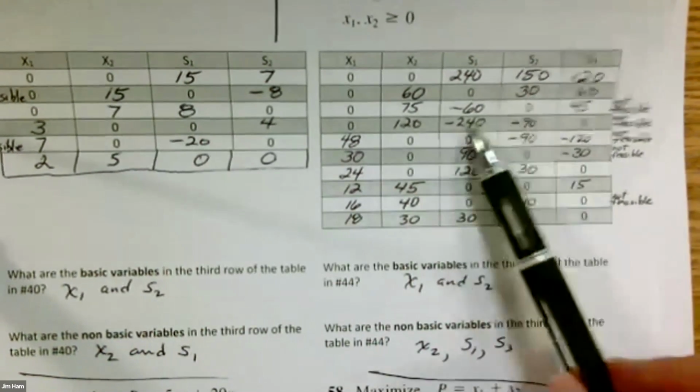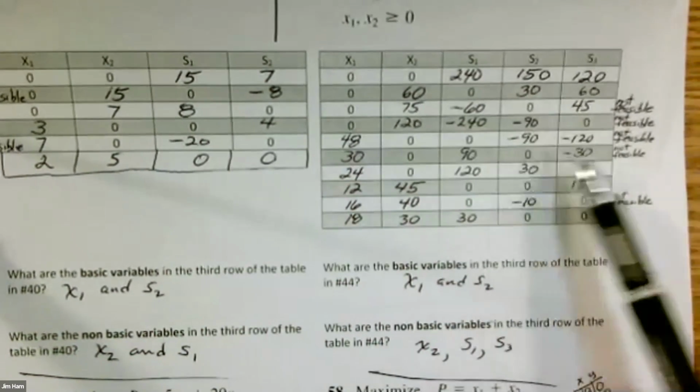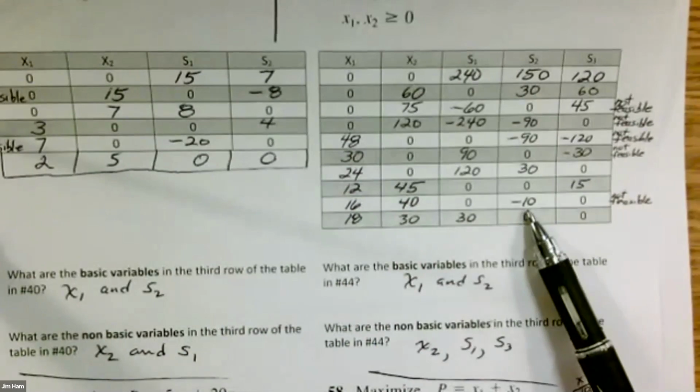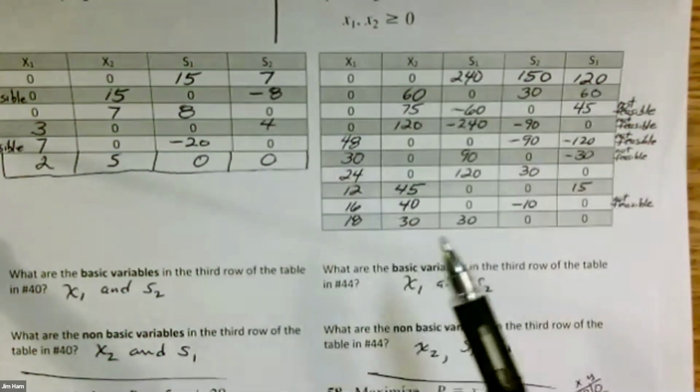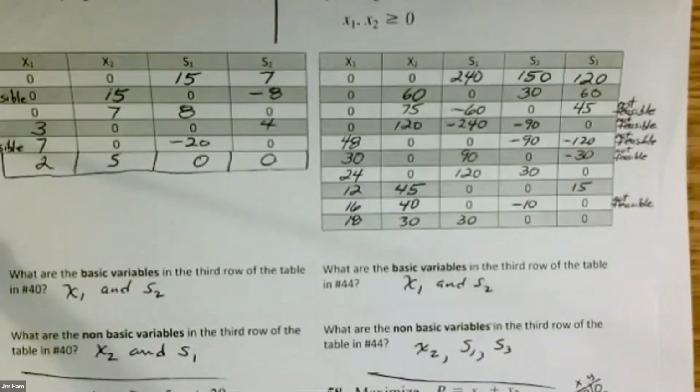This one is not feasible because you have 2 negatives. This one has 2 negatives. This one has a negative, and this one has a negative. All right. Now I want to show you all of these points and to show you why these non-feasible ones are not going to work.